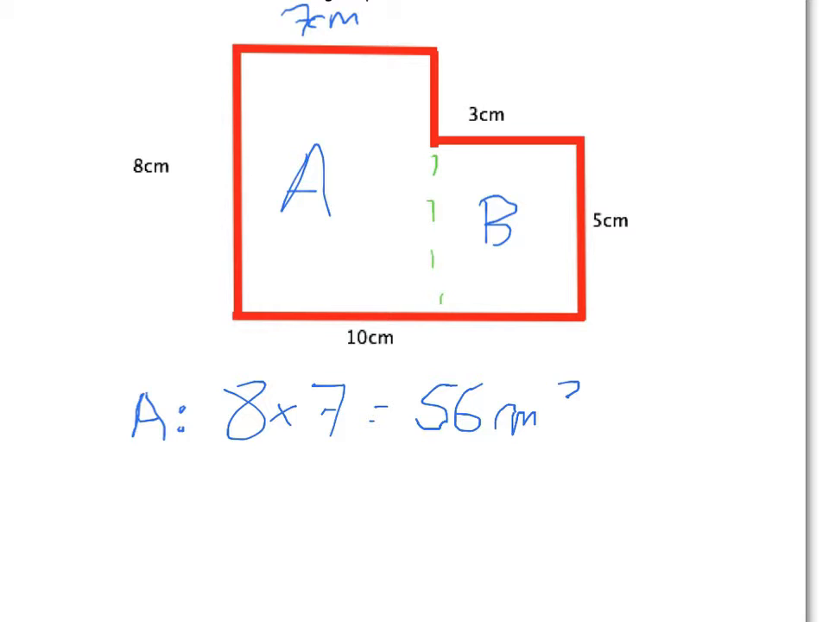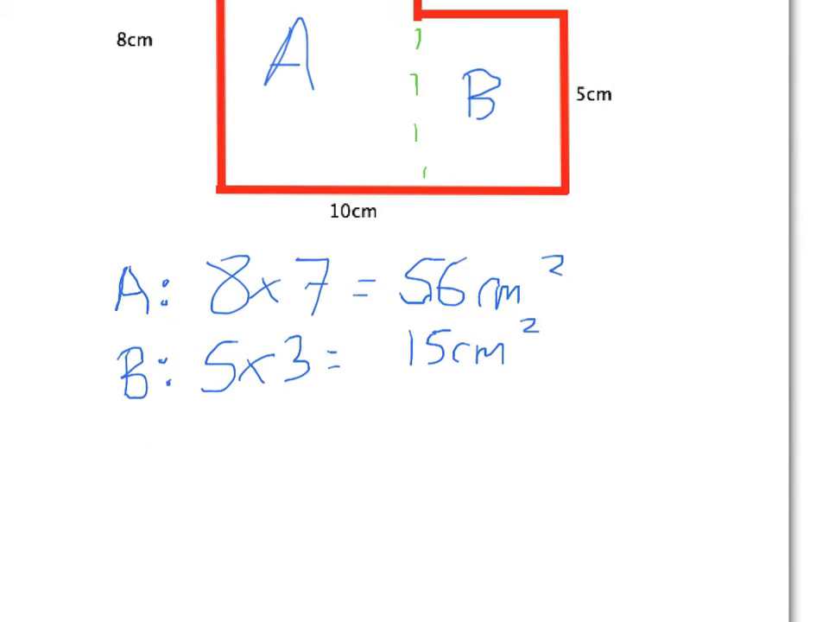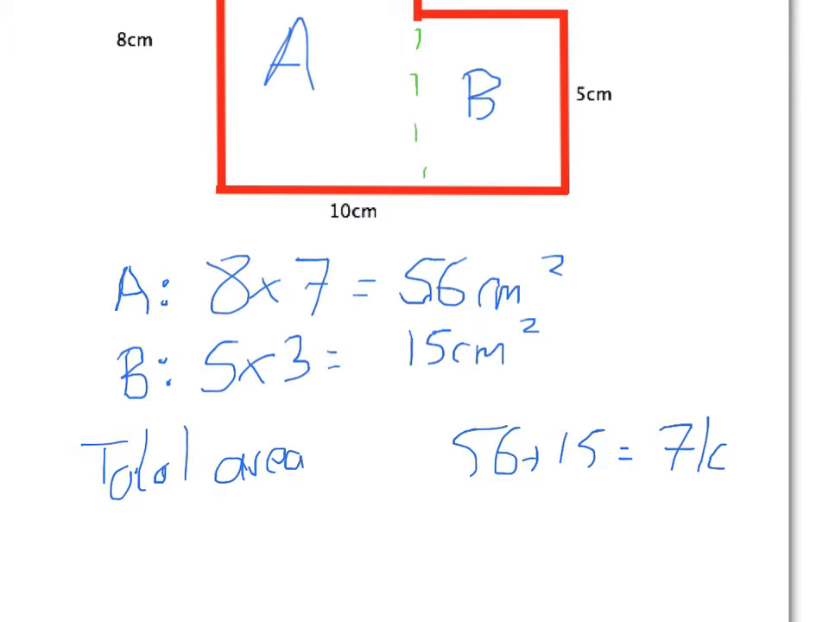Now let's find the area of section B. Well, on section B we've got the length of 5 and we've got a width of 3. So to find the area of this rectangle, we just need to do 5 times 3, which is 15 centimetres squared. And the final thing to do is to find the total area by adding the two parts together. So total area is going to be 56 add 15, which is equal to 71 centimetres squared.